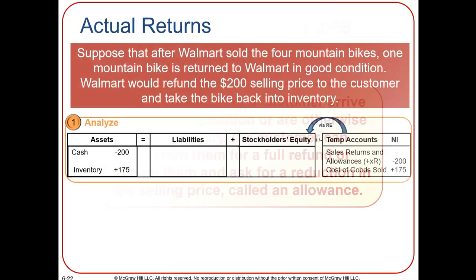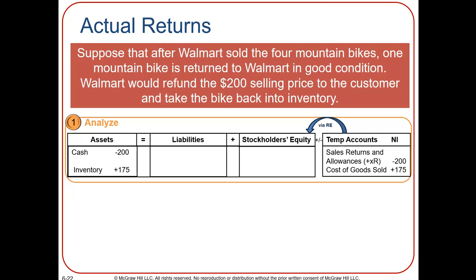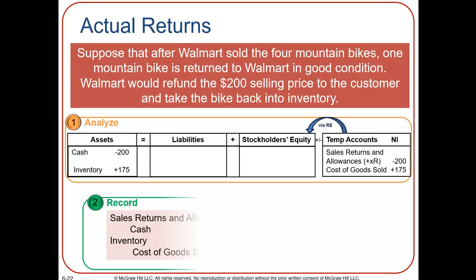Okay? All right? So actual returns. Suppose that after Walmart sold the 4 mountain bikes, one of the mountain bikes was returned to Walmart in good condition. Now, in this class, we're not going to talk about returns where something's damaged and get deep into that. That's a whole different thing, and that's intermediate accounting. Walmart would refund the $200 selling price to the customer and take the bike back into inventory.